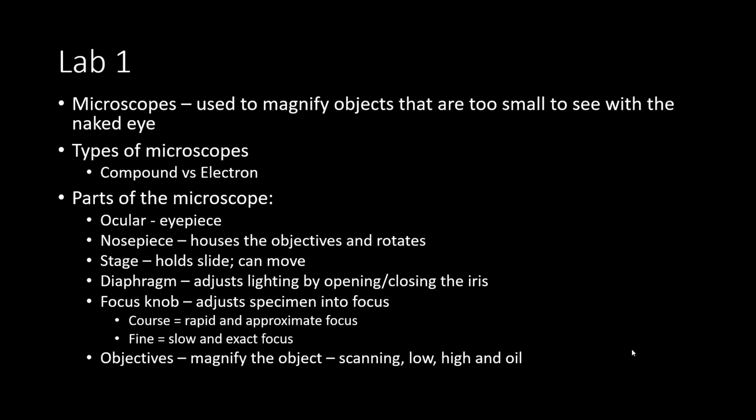So in lab number 1, this one focused in on microscopes. So microscopes are used to magnify objects that are too small to see with the naked eye. So we have to use an instrument such as a microscope to help us see these really small things. Now there are different types of microscopes.